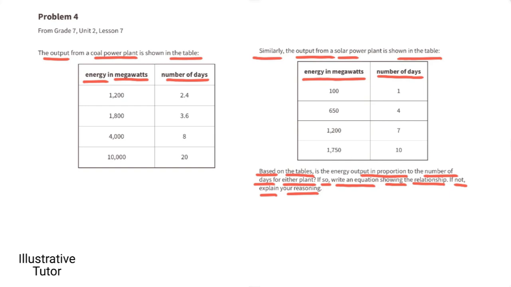Problem number 4, from 7th grade, Unit 2, Lesson 7. The output from a coal power plant is shown in the table. Similarly, the output from a solar power plant is shown in the table. Based on the tables, is the energy output in proportion to the number of days for either plant? If so, write an equation showing the relationship. If not, explain your reasoning.